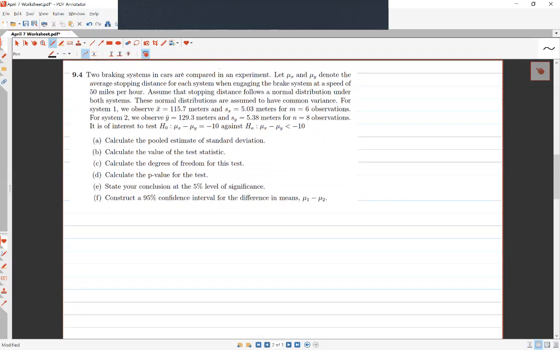So we're looking at problem 9.4. Here we're comparing two braking systems, and the specific metric is we're looking at the average stopping distance for each system if the brake system is engaged at a speed of 50 miles per hour. We are again assuming that the stopping distance follows a normal distribution for both systems. We are also assuming that the normal distributions have common variance.